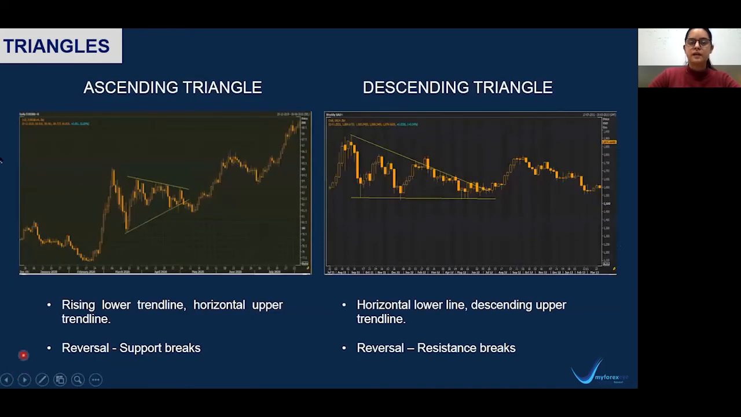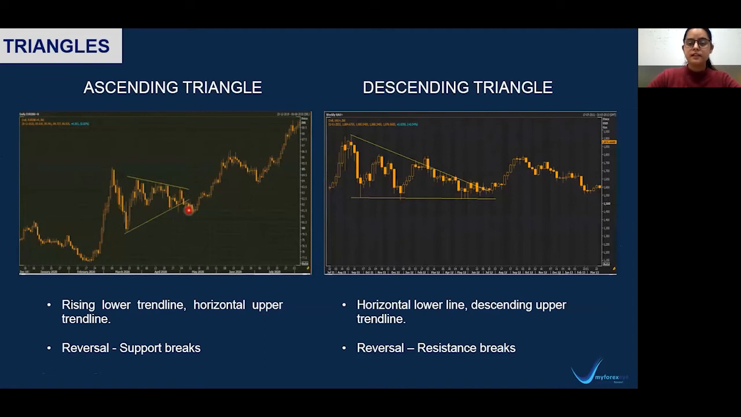The other two types of triangles are ascending and descending triangles. As you can see, if the price forms highs which are roughly at the same level forming a horizontal resistance, and a rising support, it is known as an ascending triangle. The lower trend line is rising and the upper trend line is horizontal. These are reversed. The reversal takes place once the support breaks.